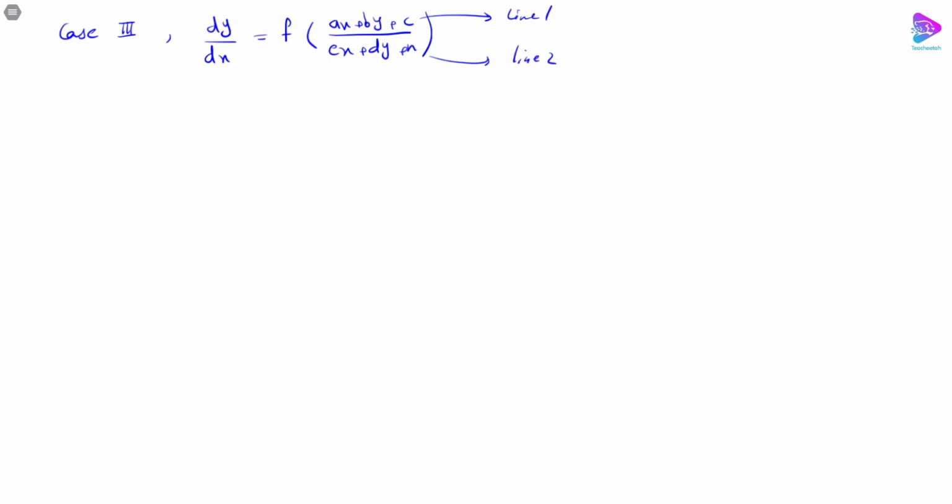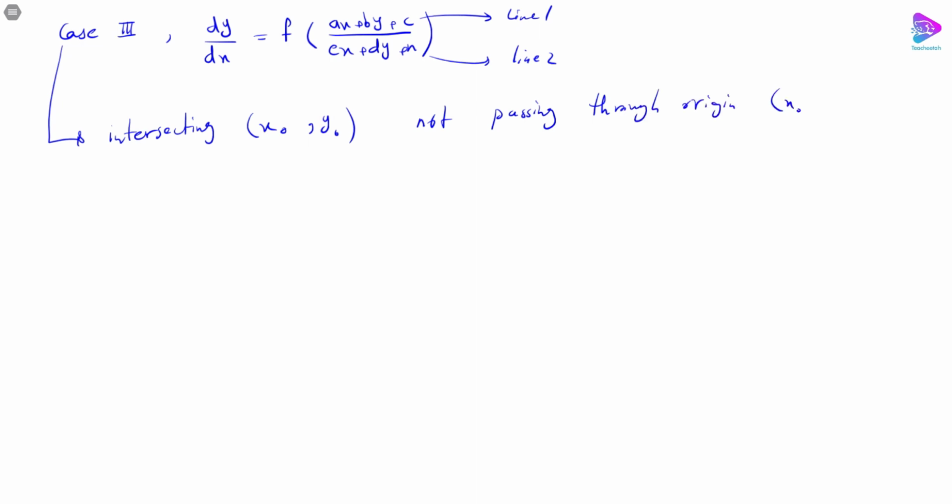So far we've seen the cases where line 1 and line 2 were both passing through the origin or they were parallel. Today we are looking at case 3, where they're intersecting at point x0 and y0 and not passing through the origin, or basically x0 and y0 is not 0 and 0.